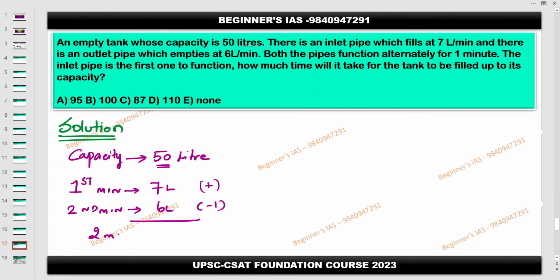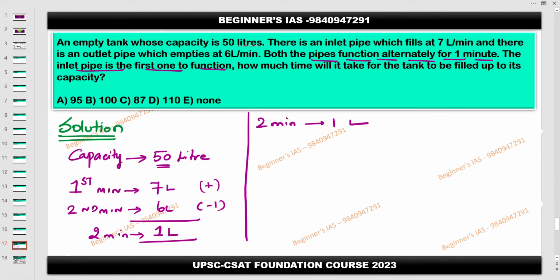So in 2 minutes, the pipes function alternately: the inlet pipe is the first one to function, then the outlet pipe, like that. So in the 2 minutes, how many liters of water remain in the tank? 1 liter. Okay, so 2 minutes, 1 liter.